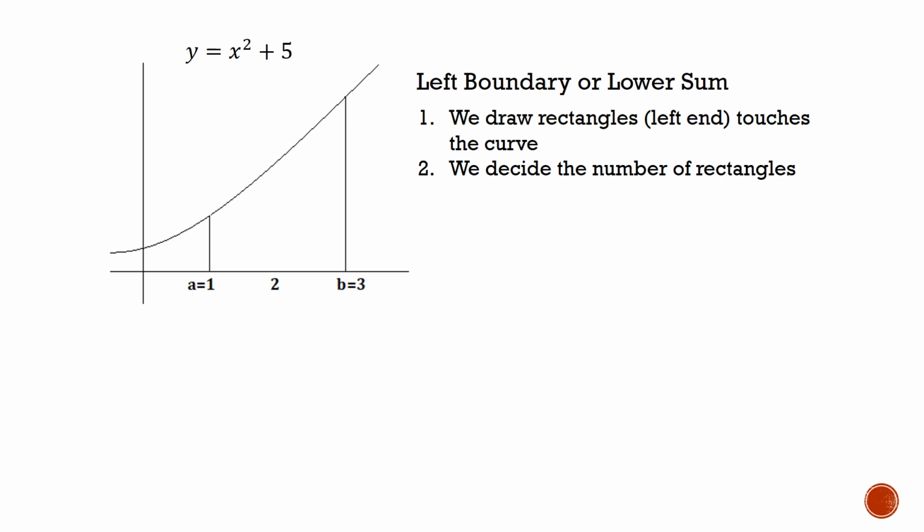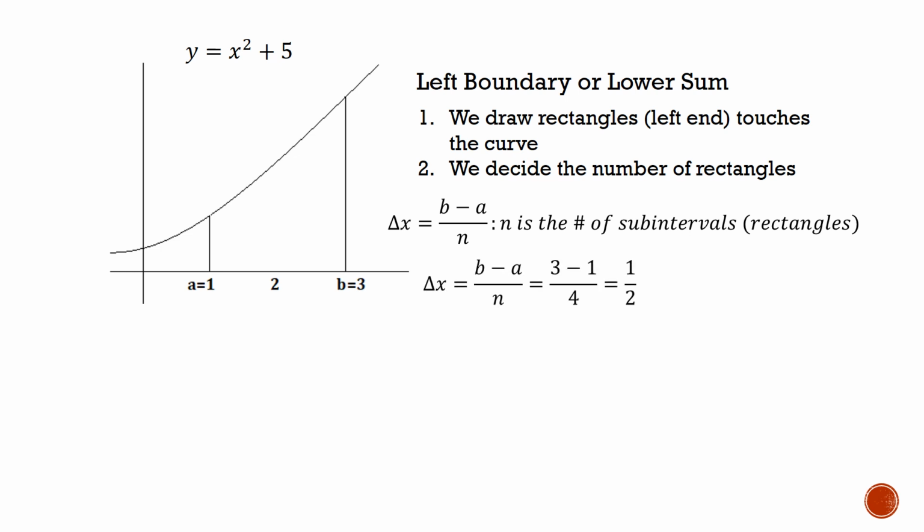Most problems in the book will actually tell you the number of rectangles that they want you to use to be able to approximate area. But for now, we're just trying to understand the difference between the left boundary or lower sum and upper sum. So let's take a look. This specific formula is used to find the width of the rectangle, where n represents the number of subintervals or the number of rectangles that I want to use. Now the b is my upper bound, the a is my lower bound, and n of course is the number of rectangles I'm going to use, and in this particular case, like I said before, it's going to be 4.